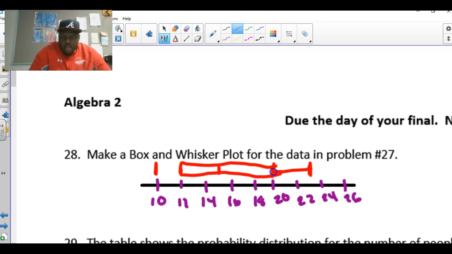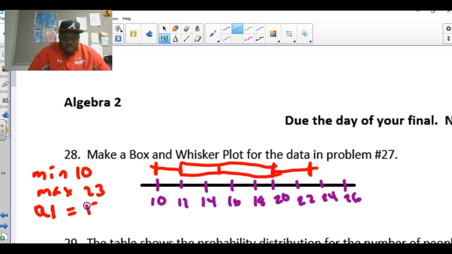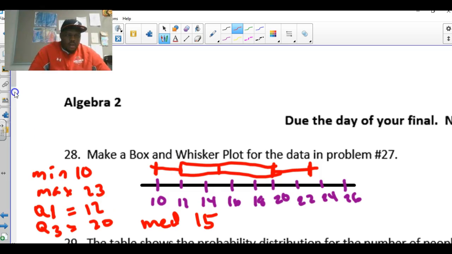And again, all this came from the calculator, guys. Our 5-number summary. Again, the minimum is 10. The max was 23. The first quartile was 12. The third quartile was 20. And the median is 15, guys. We got all that from my calculator.